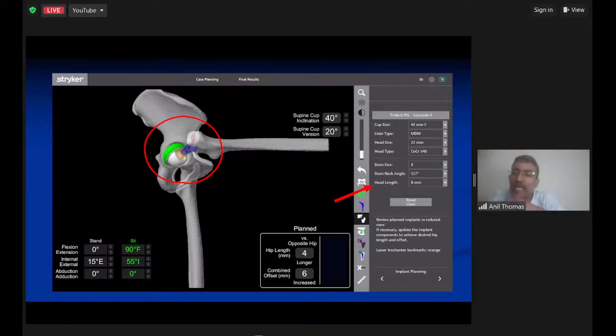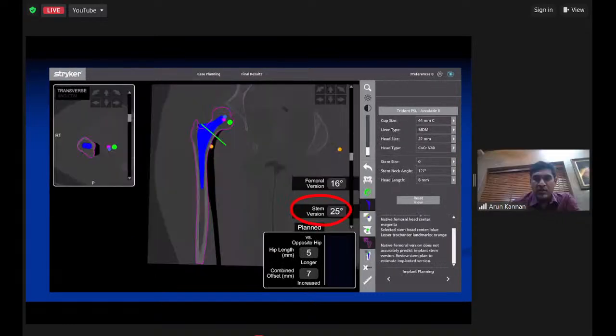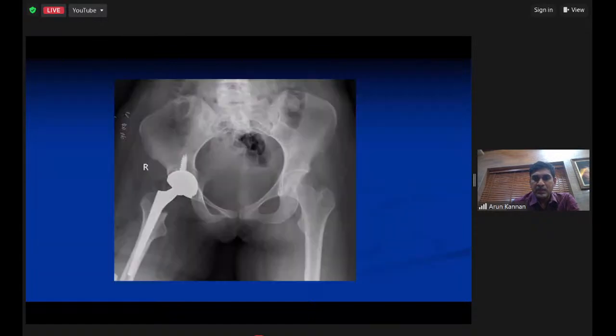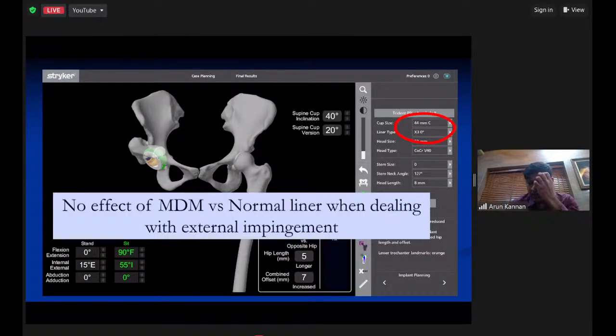No, go ahead, Arun, and then we will discuss. So we increased the stem version to 25 degrees from 16 degrees, even though the initial combined anteversion was good. And this took care of the external impingement. So what we could conclude from this case, this was a post-op X-ray, is that the stem version accounts for external impingement also, while the cup version does not have anything to do with extra-articular impingement. That is one thing that we could see from the CT planning based on the robotic technology.